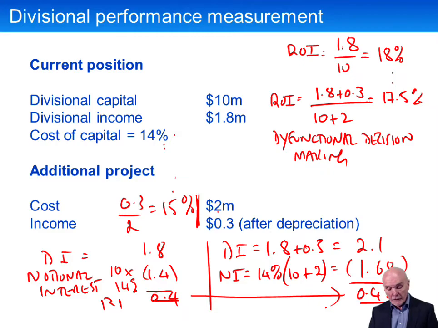So there is no dysfunctional decision making here. There is goal congruence. The manager is encouraged to do what is good for the group; what is good for the division is good for the group. And this is one of the key, well, normal key advantages, it's not guaranteed. This is one of the key advantages of residual income.